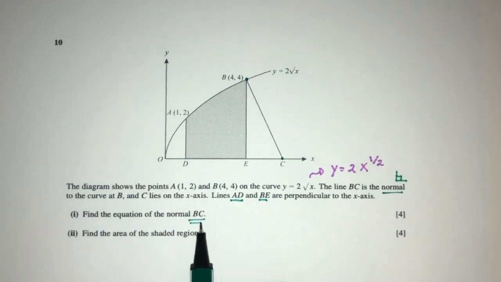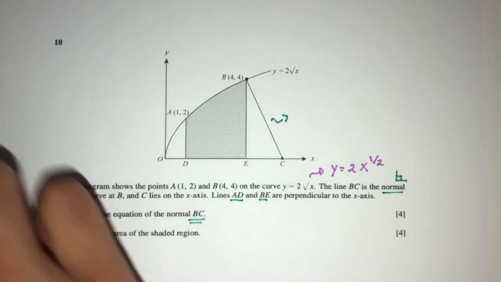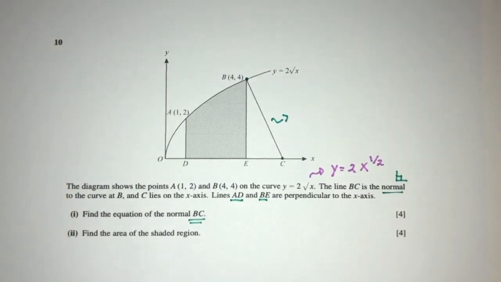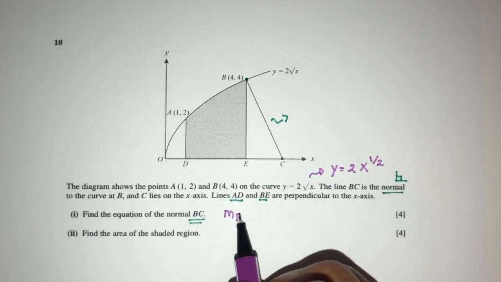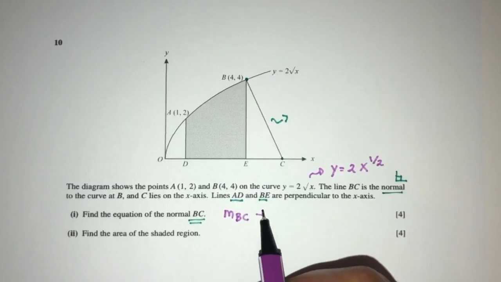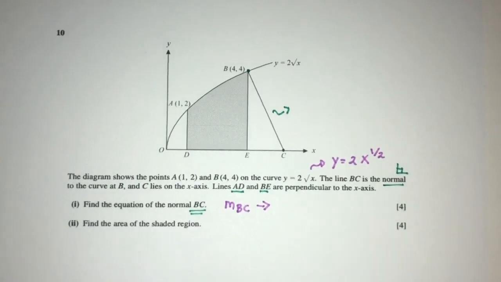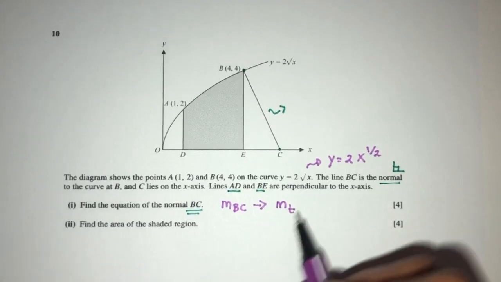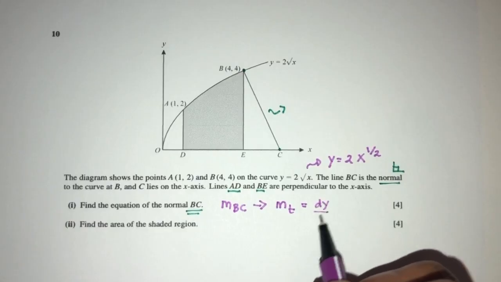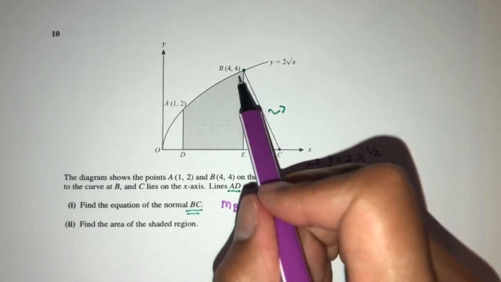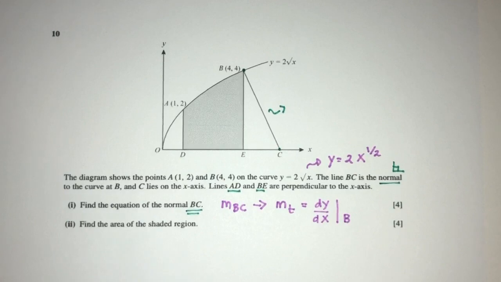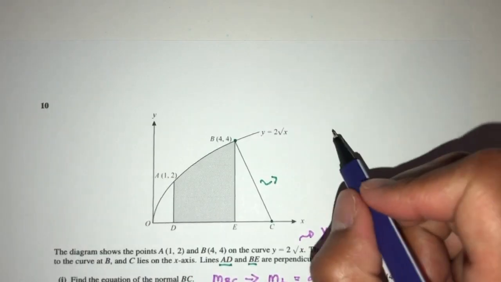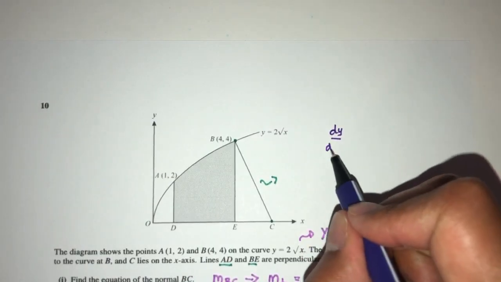So we have to first find this equation. How can we find this? A normal is a straight line. To find the equation of a straight line, we must first find its gradient. So how would you find the gradient of BC? To find the gradient of BC, we must first find the gradient of the tangent, which is simply dy by dx at the point that we need to look at, which is B. So let's find dy by dx. So dy by dx will be what?